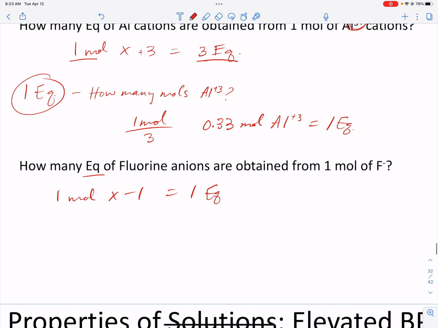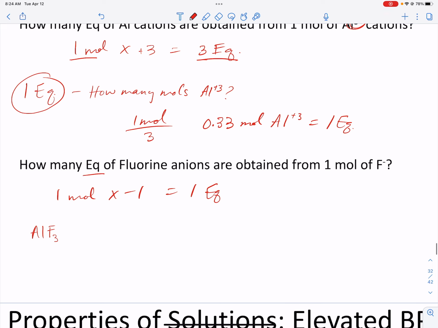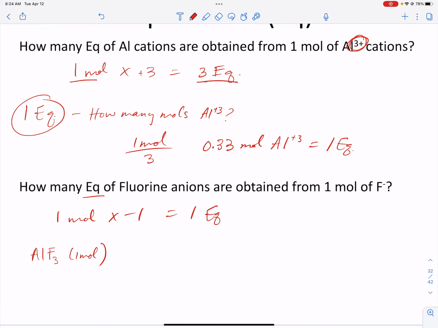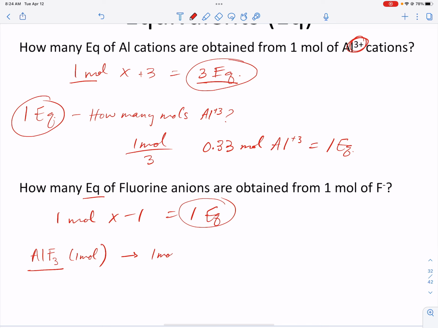Where it can get complicated is if I say, okay, what if I have aluminum fluoride, AlF3? How many equivalents do you have? If I have 1 mole of aluminum fluoride, how many equivalents is that? Well, you've already looked at 1 mole of aluminum cations is 3 equivalents, and 1 mole of fluoride anions is 1 equivalent, but we don't have the exact same numbers. If I have 1 mole of this substance, when that dissociates, I have 1 mole of aluminum plus 3 cations. How many moles of fluoride anions am I going to have? For every 1 aluminum cation, I need 3 fluoride anions. So if I have a whole mole of aluminum cations, I need 3 whole moles of fluoride anions.